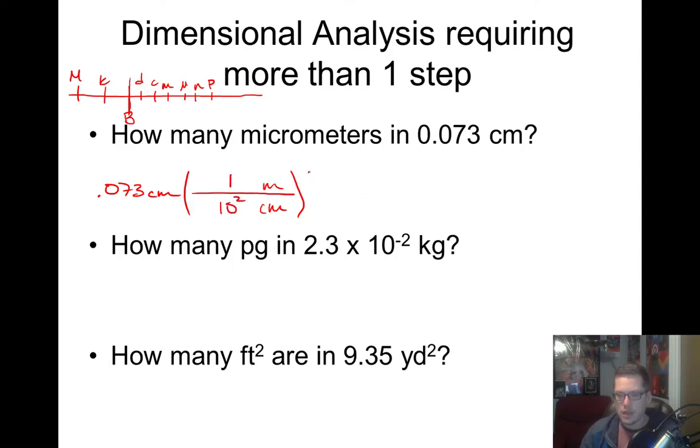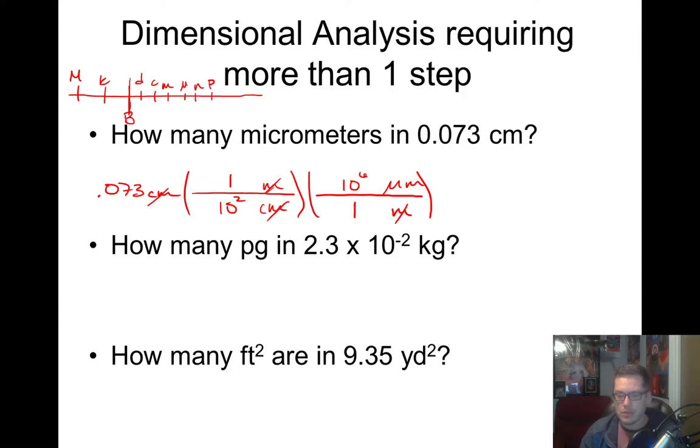Now we go from meters to micrometers, and we're coming from meters because that's what we're at now, since our centimeters cancel and we're just left with meters. So meters are here, and micrometers go up here. Meters are bigger than micrometers, so this would be 10 to the 6th. Now our meters have canceled, and we're just left with micrometers.